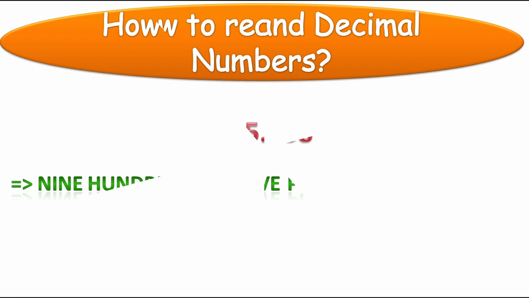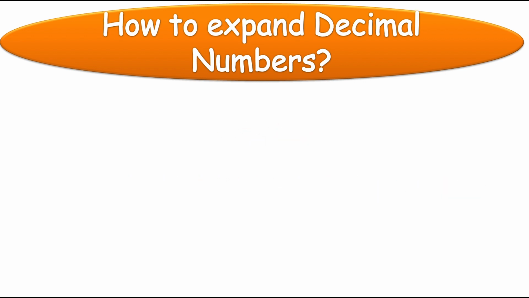Okay, now I'll tell you how to expand decimal numbers. You all know how to expand whole numbers. Today I'll teach you how to expand decimal numbers. Here I am taking the example 17.48. As you all know, 17 is a whole number, so let's expand it like a whole number: 1 into 10 raised to 1 plus 7 into 10 raised to 0.